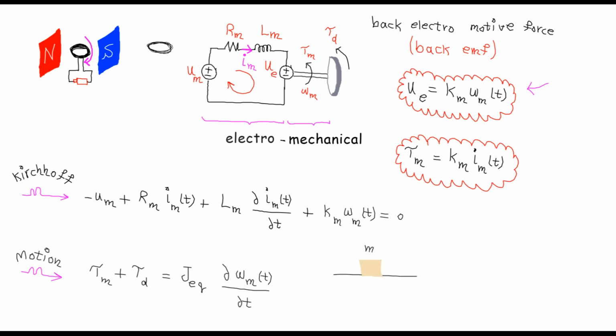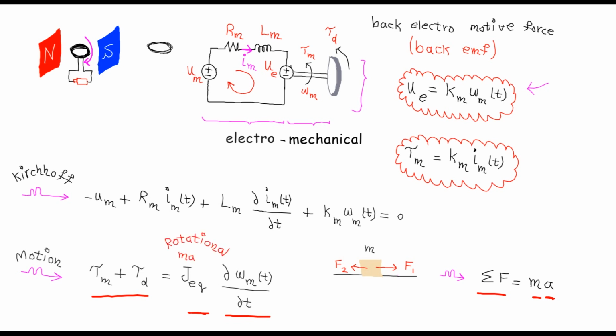To intuitively understand this equation, remember a linear system. If you have a box with the mass of m, the summation of all forces must be equal to the mass multiplied by the acceleration. When we deal with rotation, force will be translated to torque. And here's the acceleration component. And finally, the mass is translated to JEQ, referred to as a rotational mass or moment of inertia. J is constant and has two parts, the rotational mass for the motor and the rotational mass for the load.